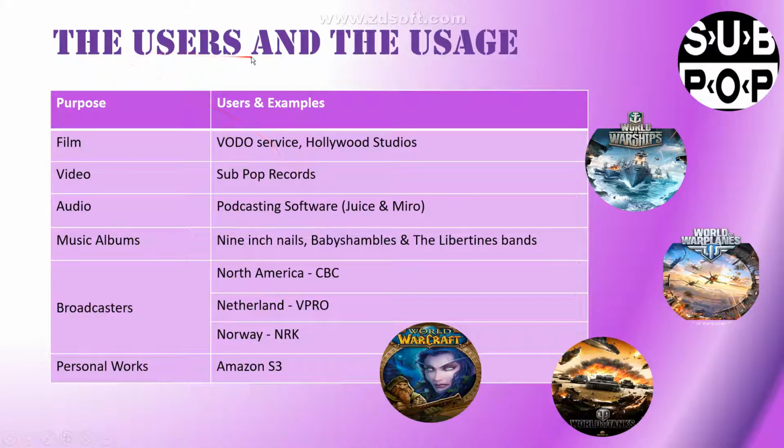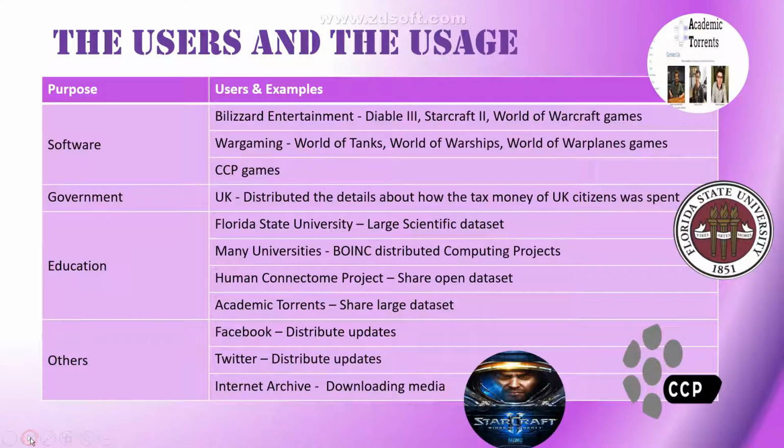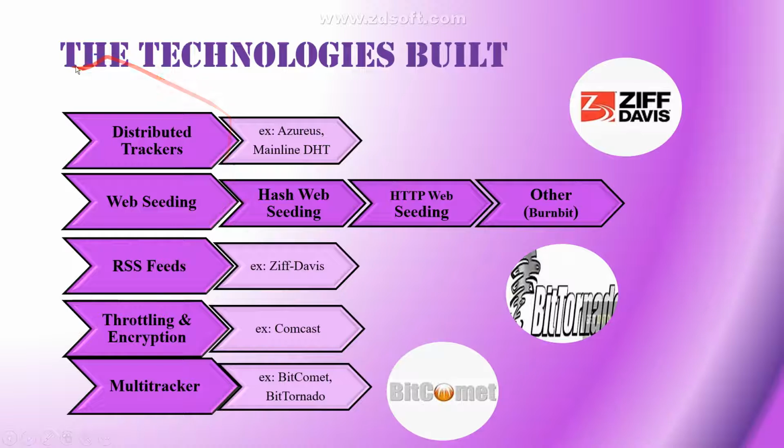And here are the users and the usage which can be done by using BitTorrent. Here I put the purposes and the users in this column. So the users are some countries, companies, institutions, web applications can be mentioned. Here are the technologies built using BitTorrent. The main part is this Mainline DHT. This is the most important example because this is the trackerless BitTorrent.